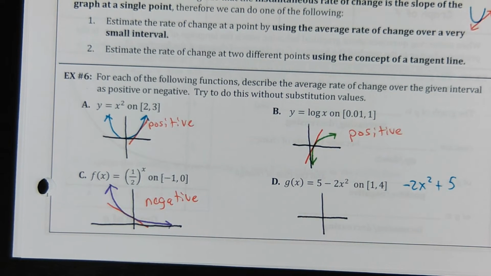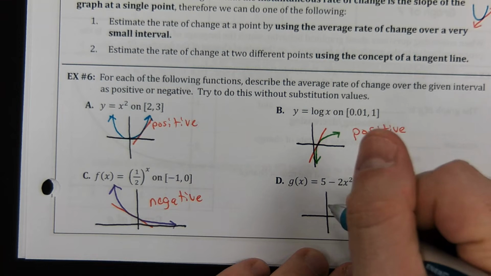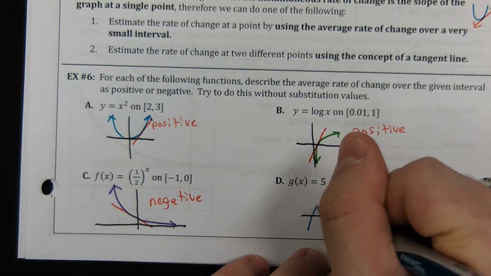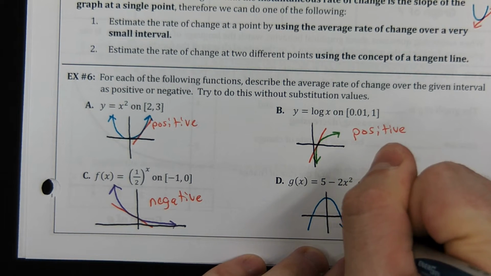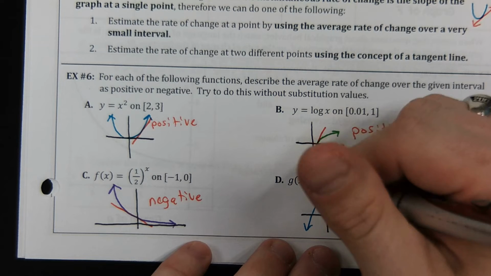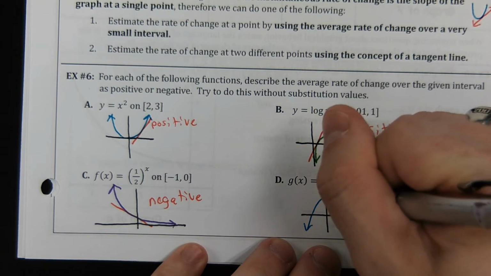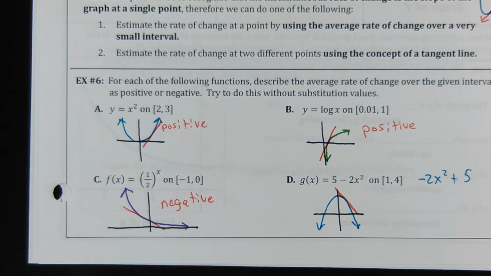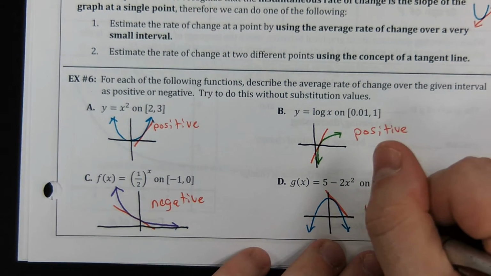So it has a negative leading coefficient. So its vertex has been shifted up 5, but it points down. And that will be, I'll go back to blue, I guess. So it's going to look like this. And it'll be symmetric around the y-axis. 1 and 4 are both positive x values, though. Negative average rate of change.